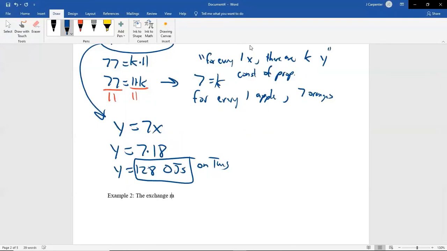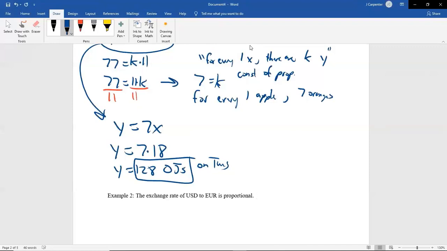The exchange rate of US dollars to euros is proportional. Fact. Yeah, you'll pay a small fee when you exchange currencies unless you have a nice fancy credit card, which nice fancy credit cards aren't as hard to get nowadays, but you still have to have a decent credit score. So the exchange rate of dollars to euros or any currency is proportional.